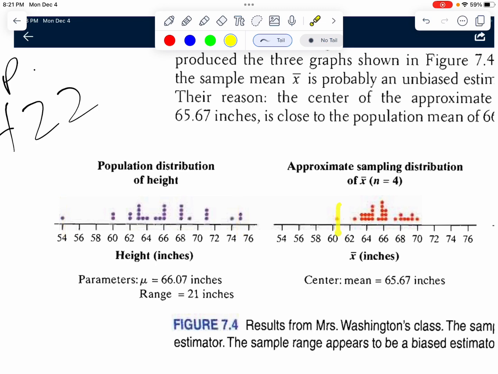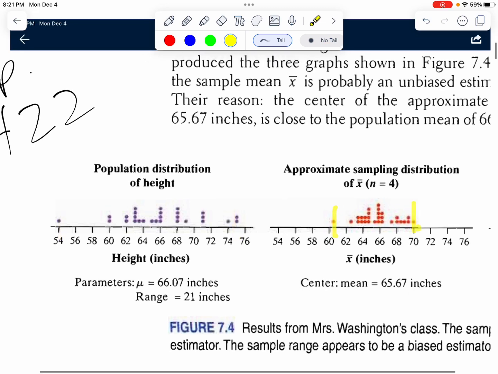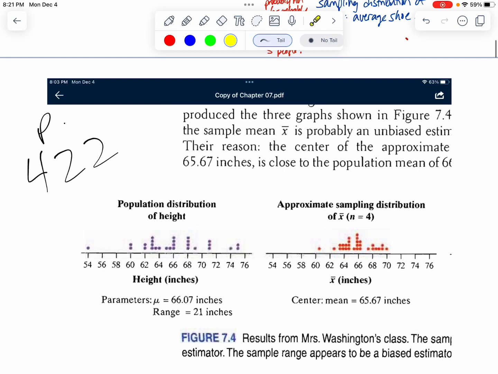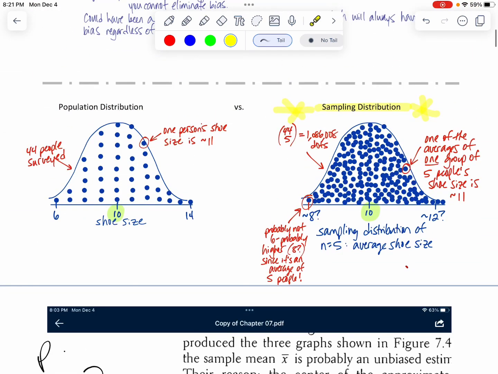And the range here is much smaller. That matches what I talked about up here, right? Because the tallest person gets averaged with some shorter people, therefore bringing the average height down. Okay, same thing that happened with the shoe size. The smallest foot was 6. The smallest average was not 6 because that really small foot got averaged with bigger feet.